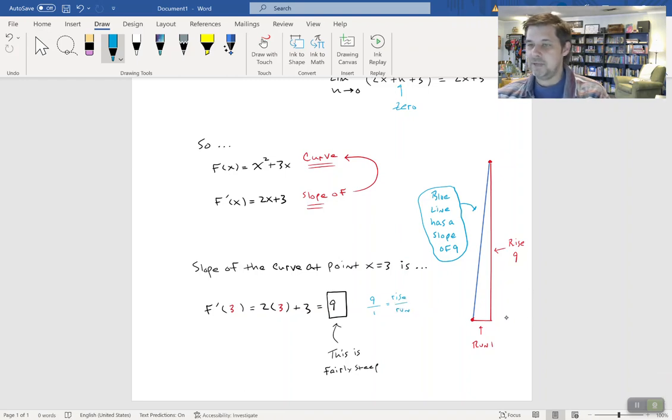So if the slope was 9, I would be saying a rise of 9 is associated with a run of 1. Now I got my ruler out and I actually drew that. So here's 1 unit of run and here's 9 units of rise. And that blue line right there is how steep the curve would look at that point. Let's see if that's true.